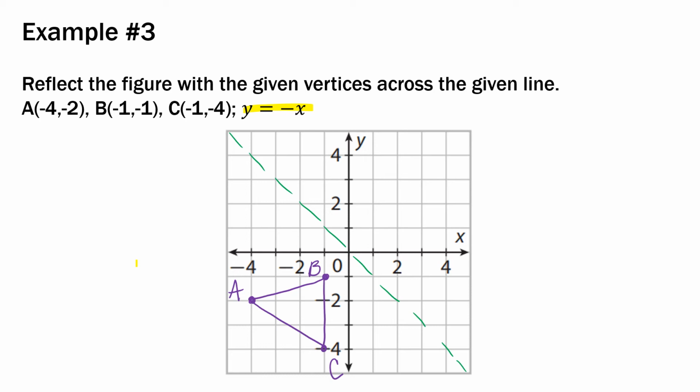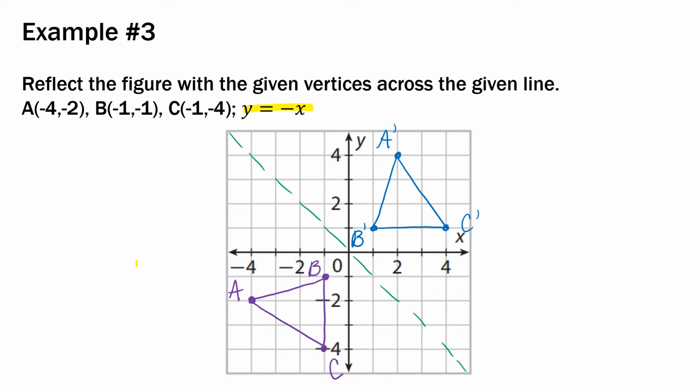So starting with B, (-1, -1) becomes (1, 1). (-4, -2) flips to (2, 4). And lastly, (-1, -4) becomes (4, 1). So there's my new shape.